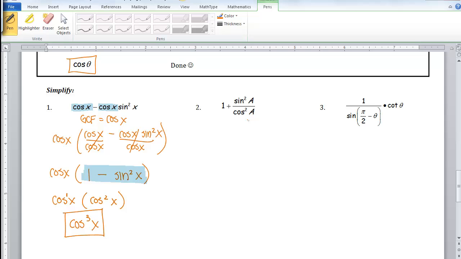Why don't you please pause the video and do example 2. There are two ways to do example 2. One option, that is the fastest, does not actually follow the steps. Some of you might have realized that sine divided by cosine is the same thing as tangent. And again, because both the sine and the cosine functions are squared, that would be the same thing as tangent squared.